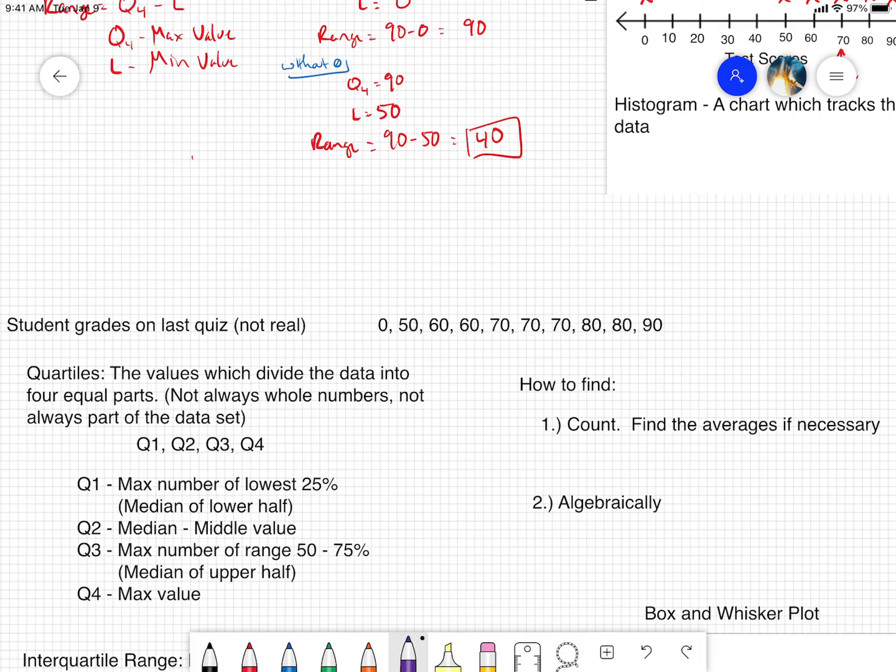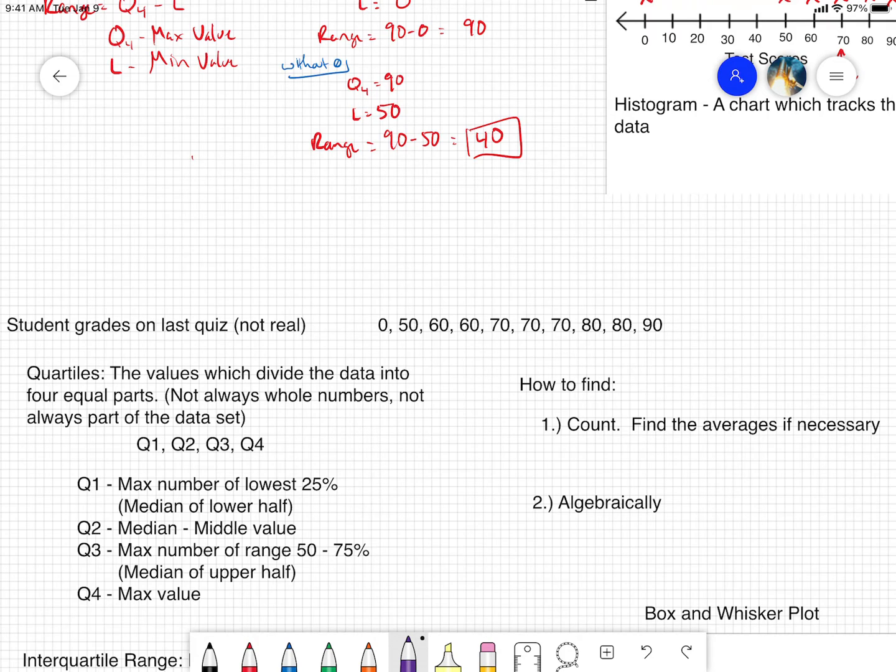And again, quarters, 4. How many quarters make $1? 4. What's 1/4 of something? 1/4. So essentially we're dividing this data up into 4 even parts. So the values that we're going to use are Q1, Q2, Q3, and Q4.